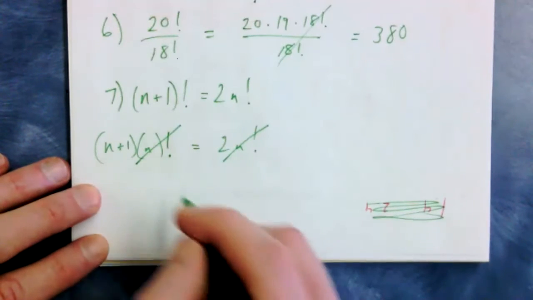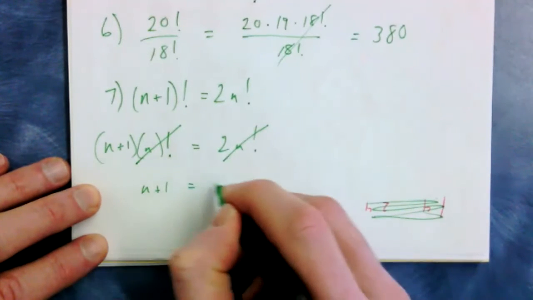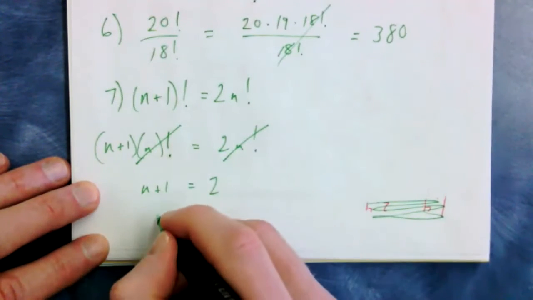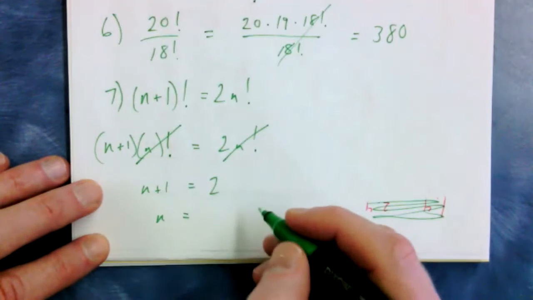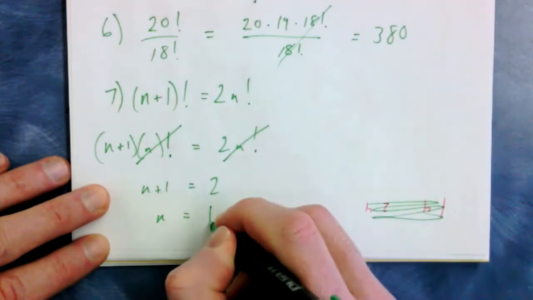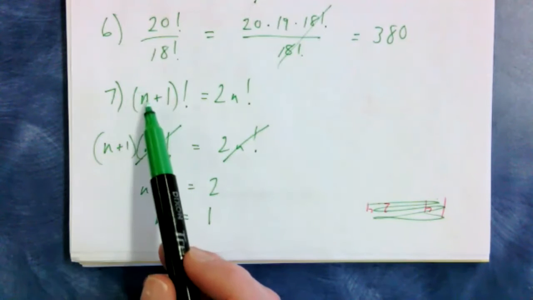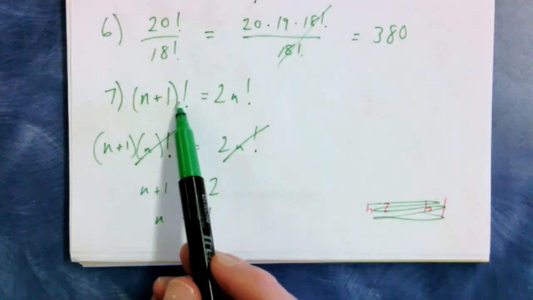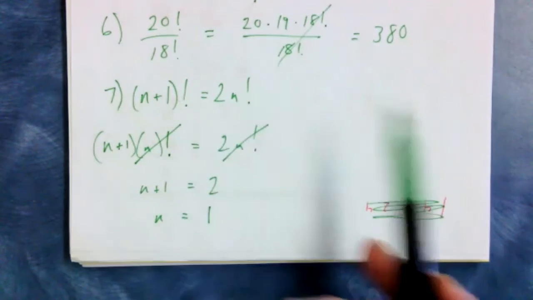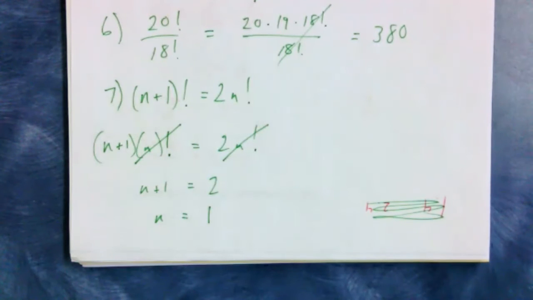Now we're left with n plus 1 equals 2. And through some very tricky, difficult math, you subtract 1 from both sides. You've got n equals 1. Which is easy enough to check. 1 plus 1 is 2. 2 factorial is 2. 2 times 1 factorial is 2. We're good.